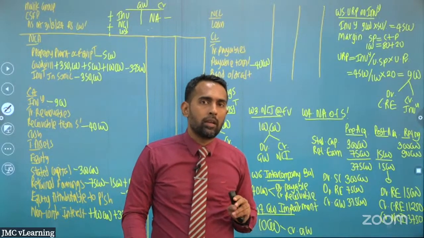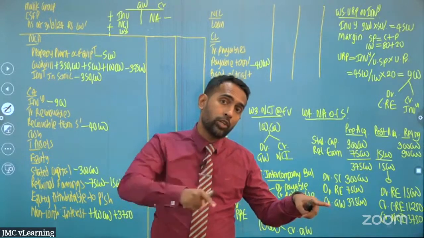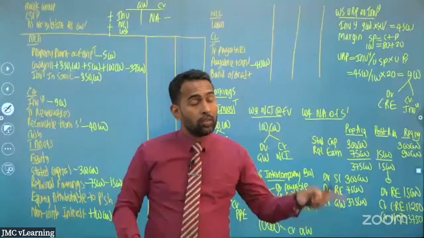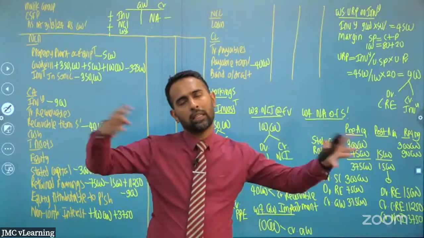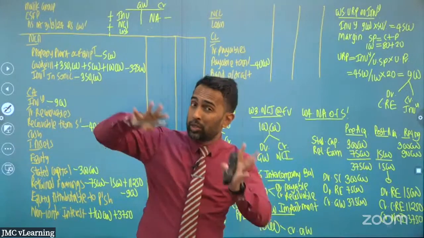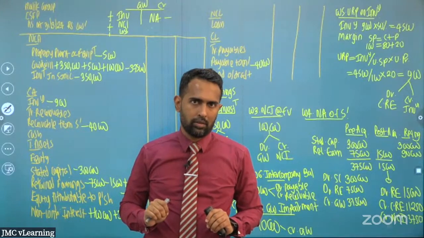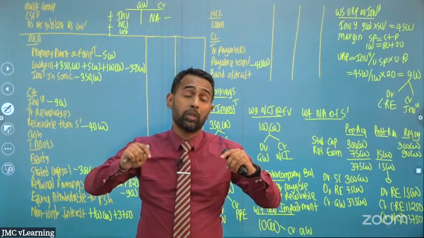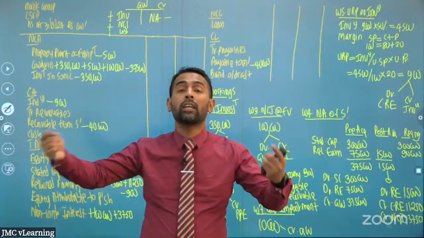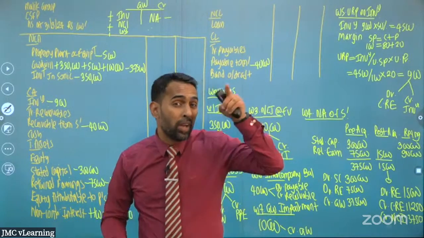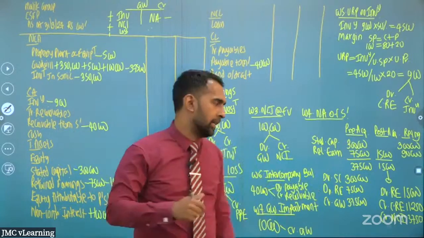NCI, there are two measurement techniques. NCI at fair value, NCI at share of net assets. If the NCI is measured at fair value, goodwill belongs to both parent and NCI. If NCI is measured at share of net assets, goodwill belongs only to parent. So here the NCI is measured at fair value. So the goodwill belongs to both parent and NCI. Then the impairment loss shall be borne by both parent and NCI.